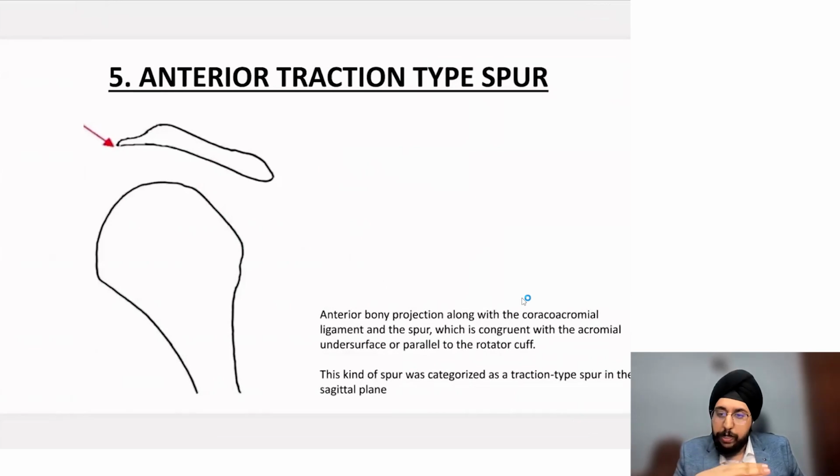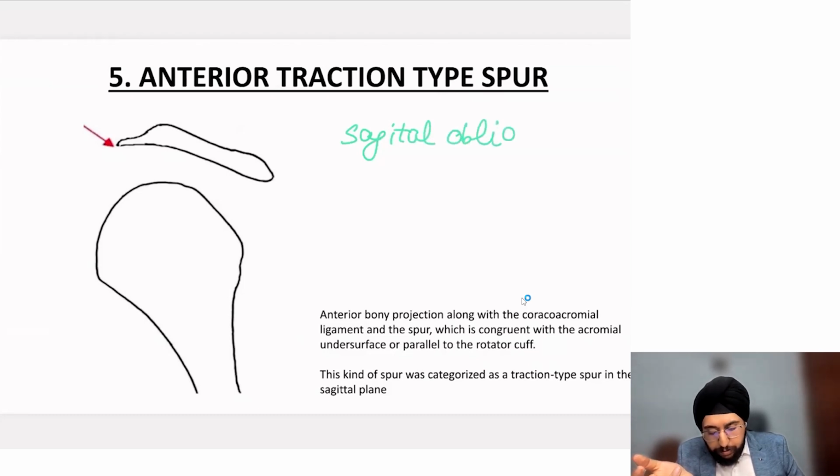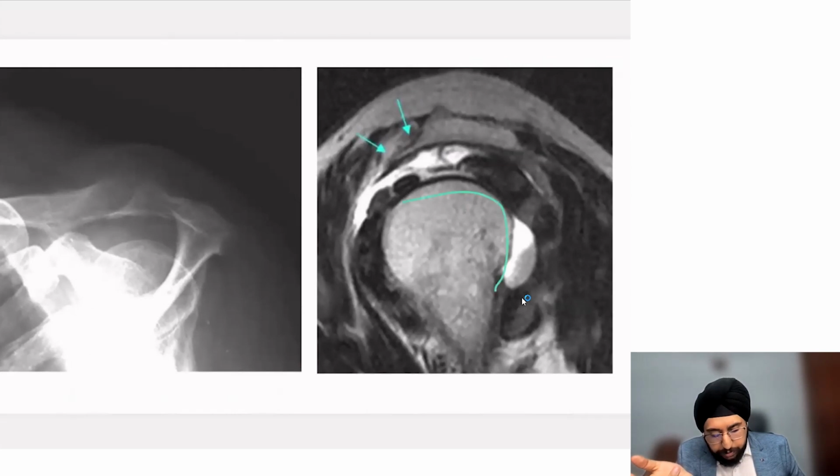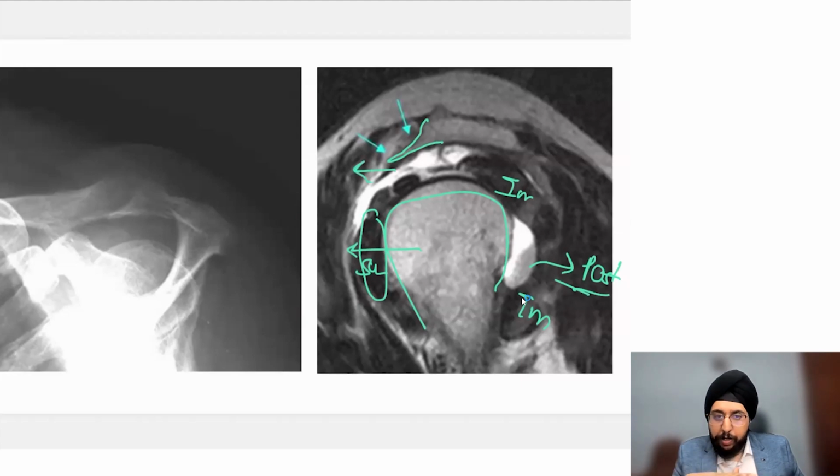Now, we were discussing the lateral side spurs. Now we can have anterior spurs also. For anterior, we'll use the sagittal oblique images. That's obviously common sense, very simple. So this is a sagittal image. This part is anterior because we see the subscapularis. This is your infraspinatus. This is your teres minor. So this is the posterior aspect. Now you will see the spur which is directed anteriorly.